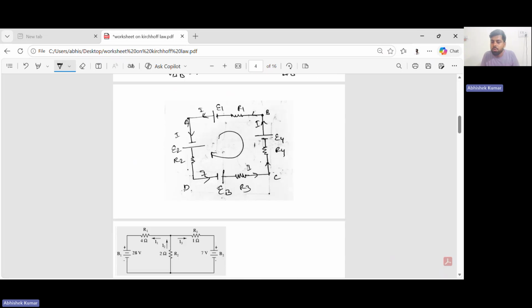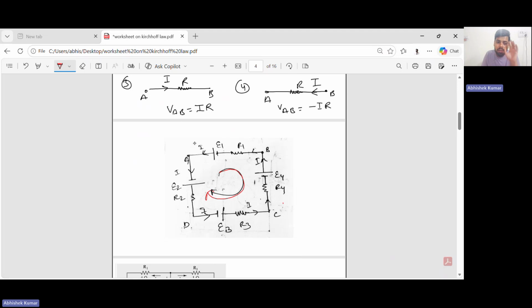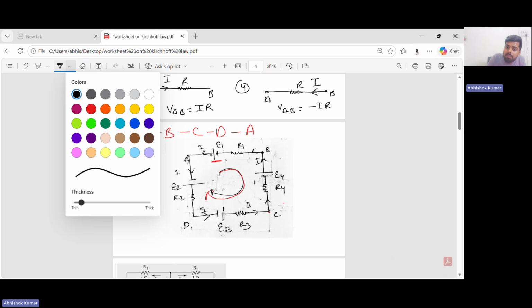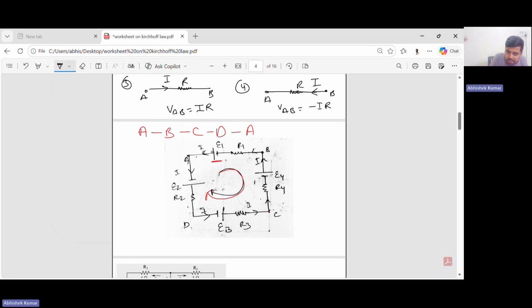Now here is one question, a loop I have given to you. Suppose this is a loop. In this loop, I have taken the movement of current like this. The first thing we have to do in this question is draw the circuit, to observe how the flow is happening. We are moving from A to B, then B to C, after C to D, then D to A. This is our movement. Observe here: from A to B, what are you finding? You are finding E1. The first part is positive now, so you will write E1. Correct?